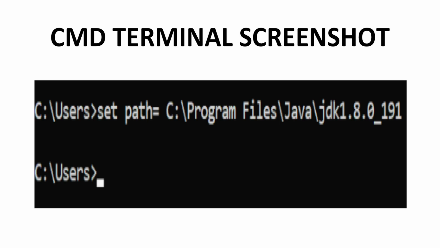Command terminal screenshot. So this is the command terminal screenshot. We have the C drive, then Program Files, then Java, then JDK 1.8.0_191. So this is our working directory under the JDK. The command terminal will give this kind of output. This terminal screenshot represents where our JDK directory is located.